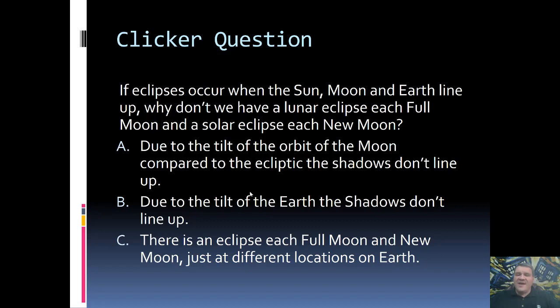Alright, so why don't we have a lunar eclipse each full moon and a solar eclipse each new moon? It is A. It's because of the tilt of the orbits compared to each other. The moon and the Earth do not orbit around in the same plane. The moon is actually tilted by about 5 degrees. So the correct answer is A.